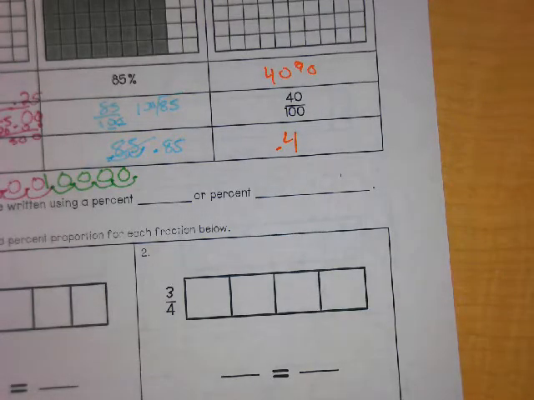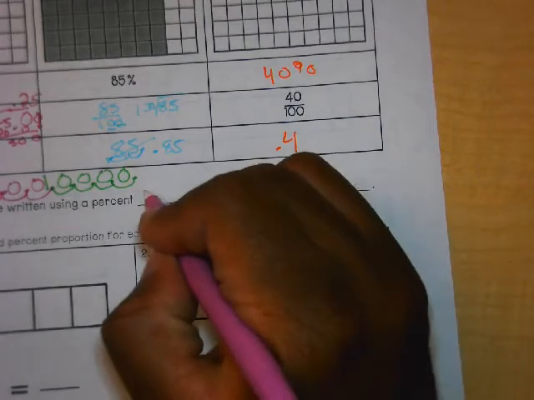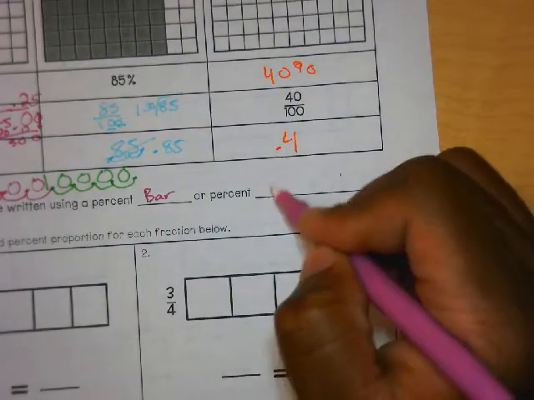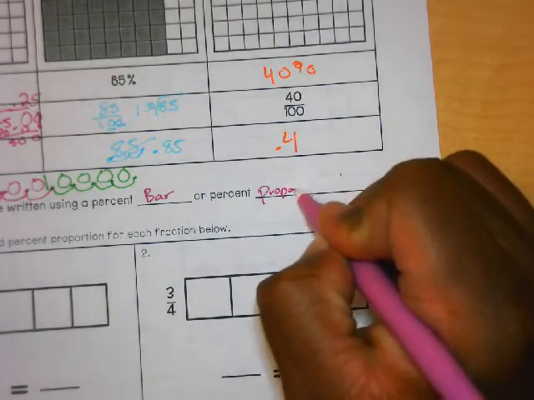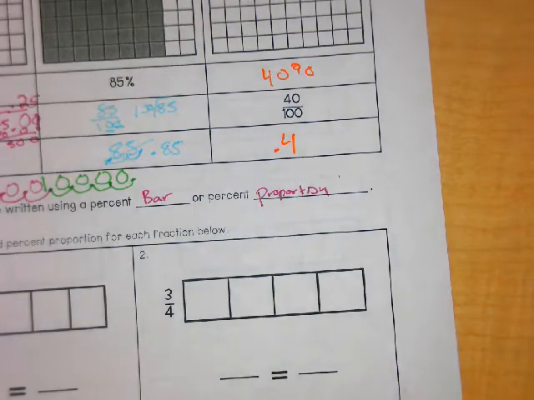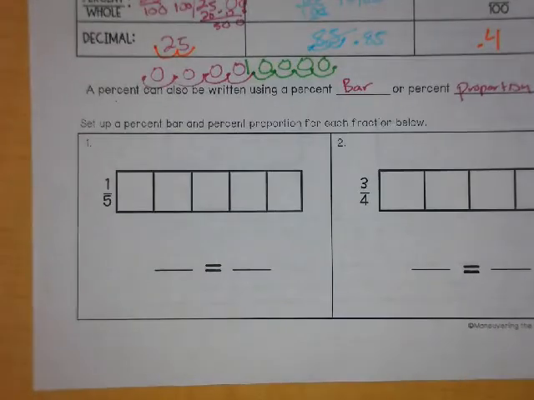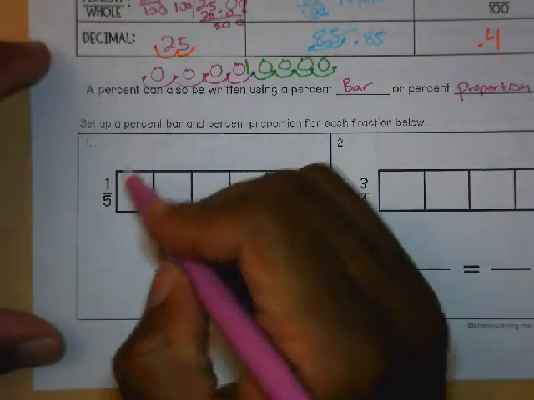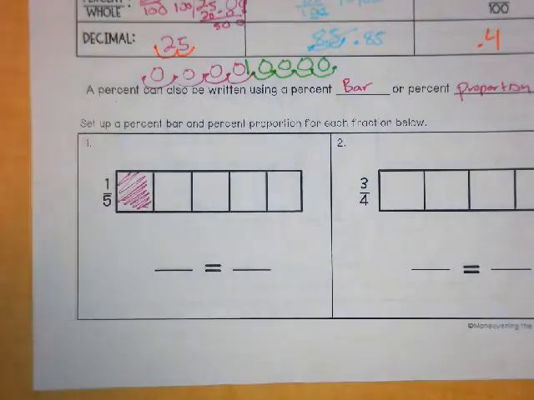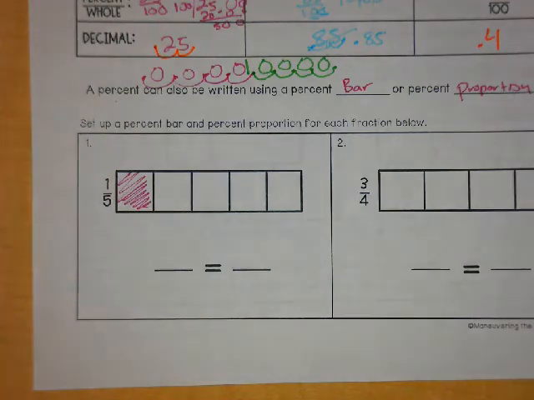Okay, so a percent can also be written using a percent bar or a percent proportion. So we're going to set up a percent bar and a percent proportion for these two. First of all, that percent bar has 5 spaces. Our fraction says that it's 1 out of 5. How many spaces should I be shading, Tavi? 1. So 1 out of 5. That's how we're done with the percent bar.